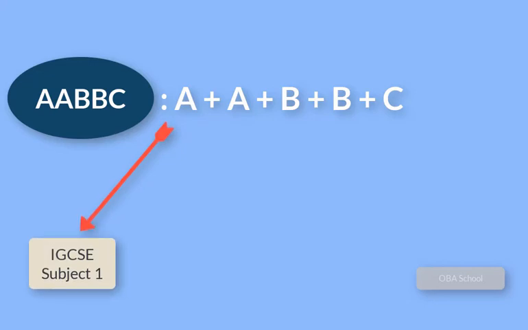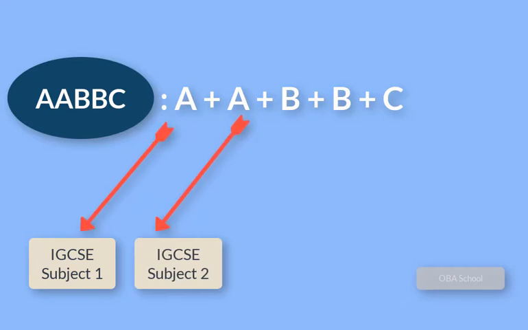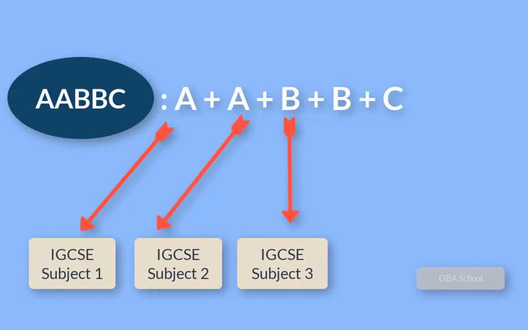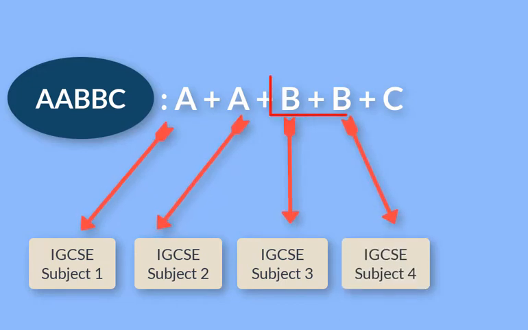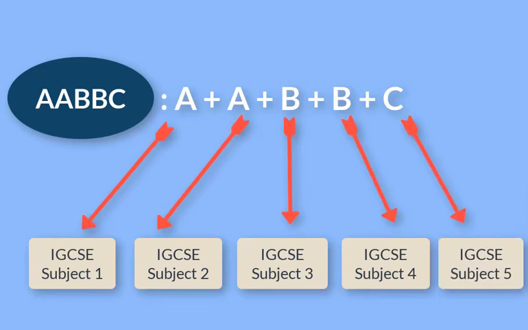For example, the first letter, A, means that the applicant needs to have obtained grade A or higher in one of the 5 IGCSE subjects. And since there are 2 A's in the AABBC abbreviation, it means that the applicant should have achieved grade A or higher in 2 IGCSE subjects. The same for B. We notice there are 2 B's in the same abbreviation. That means the applicant should have achieved grade B or higher in another 2 IGCSE subjects. So there is the remaining letter C, which means that one of the 5 IGCSE subjects can be at grade C or higher.